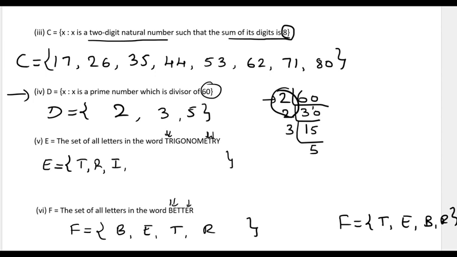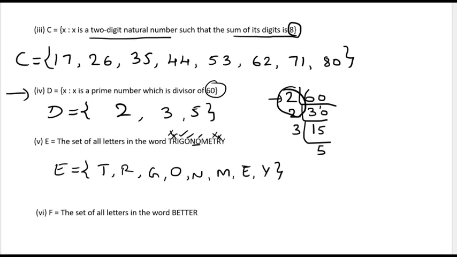Then I, G, O, we should not repeat, only one time we should write. N, M, E, Y. So these are the elements that we have to write without repeating the letters, without repeating the elements.